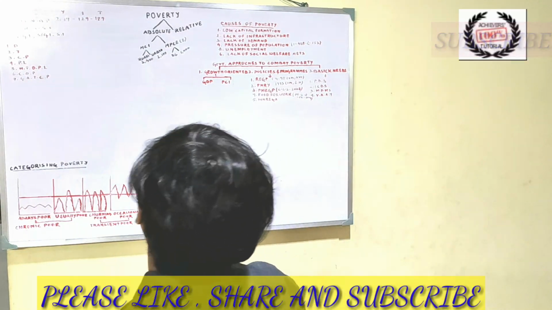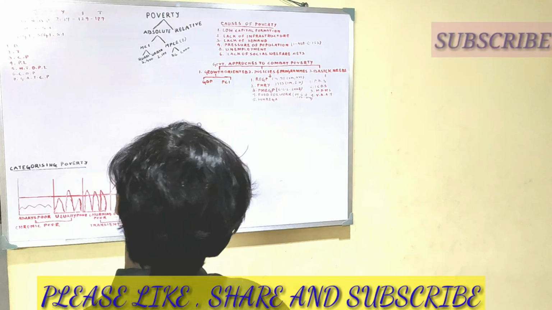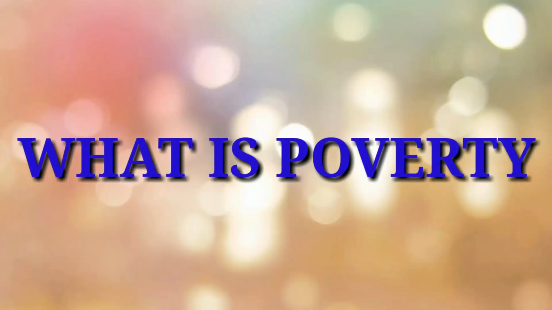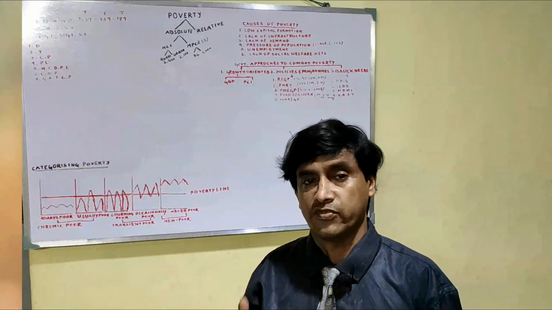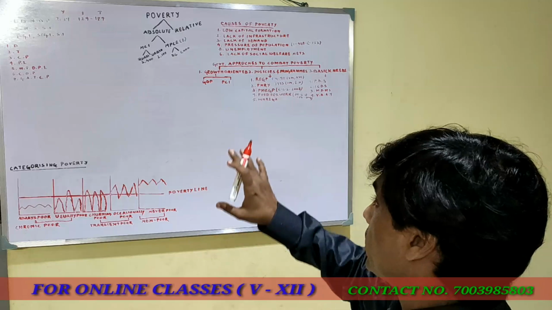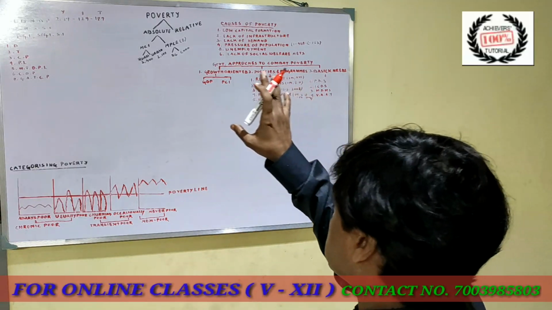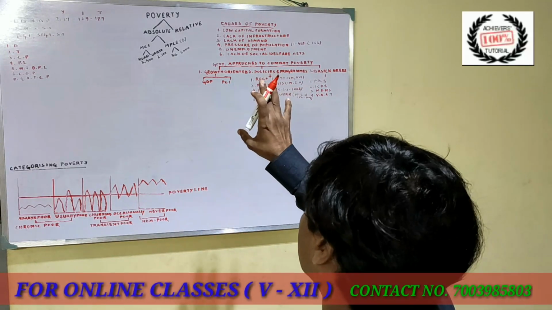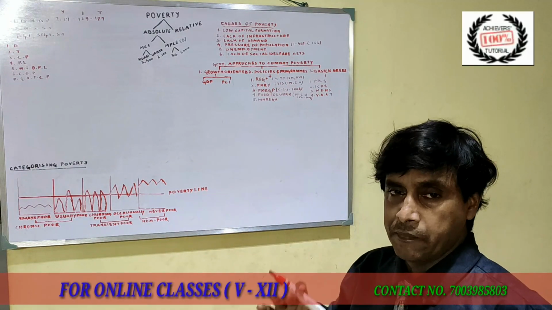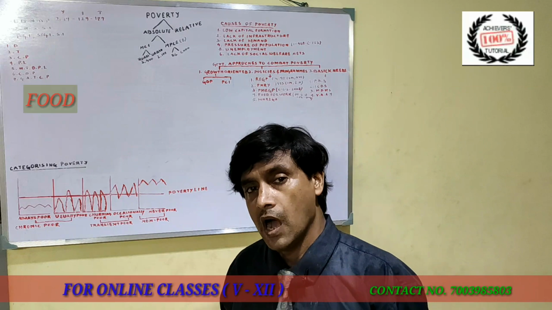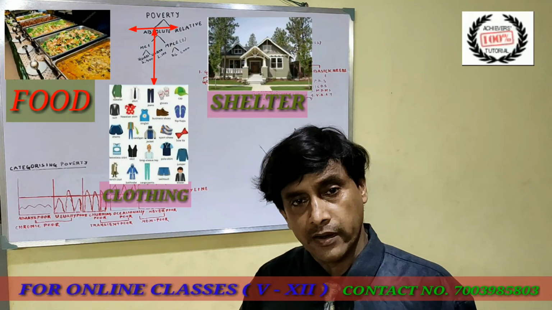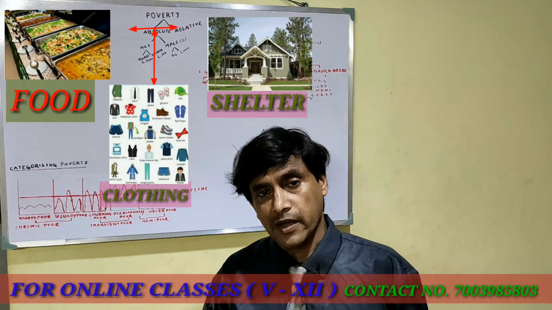The poverty chapter. First of all, before we start, we have to understand what poverty is. Now, the definition of poverty: poverty is the inability to fulfill the minimum requirements of life. The minimum requirements mean, for example, our food, our shelter, and also our clothing. These are the minimum requirements.